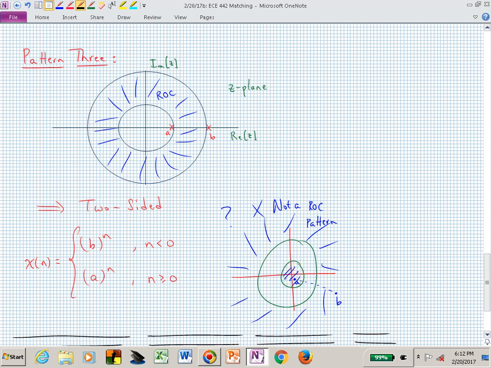All right, so this is pattern number 3. It's two-sided. B now is exterior to that, so that's the anti-causal, or the time when n is less than 0. So there n is negative. The other piece, the A pole, is interior to the region of convergence, and so that's defined for n non-negative. And depending on where A and B are located will determine whether you have a bounded or unbounded response waveform.